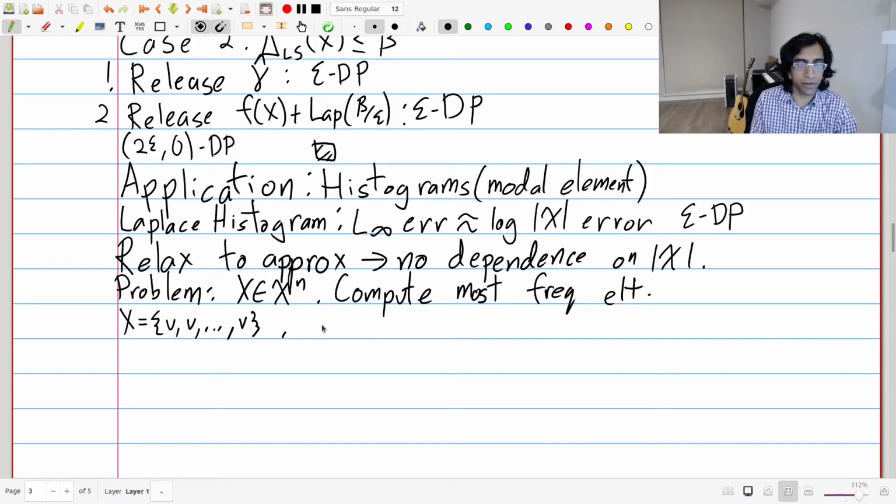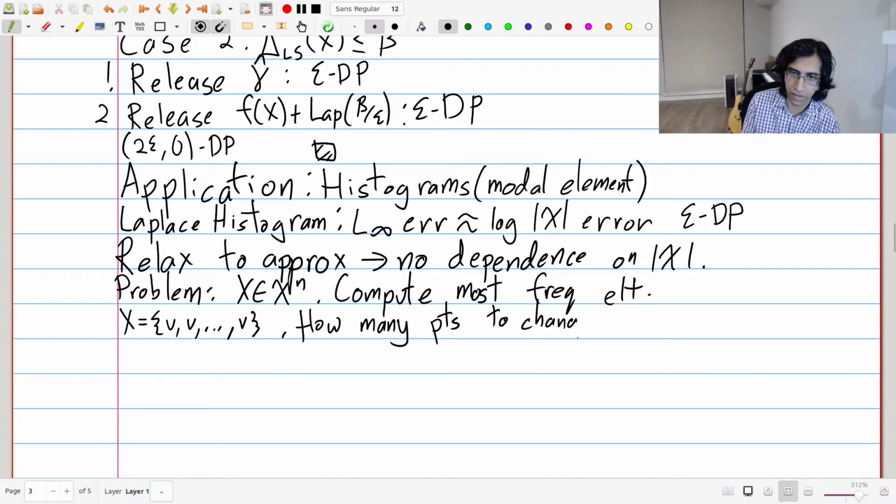In particular, if we move fewer than n over 2 data points, we're going to have strictly more than n over 2 data points on this point v, resulting in the same mode. So this is kind of nice. And one observation I want to make is, in fact, the distance that we have to change it until the mode will shift is very easy to compute. So let me ask the question: how many points of x do we have to change before the mode changes?